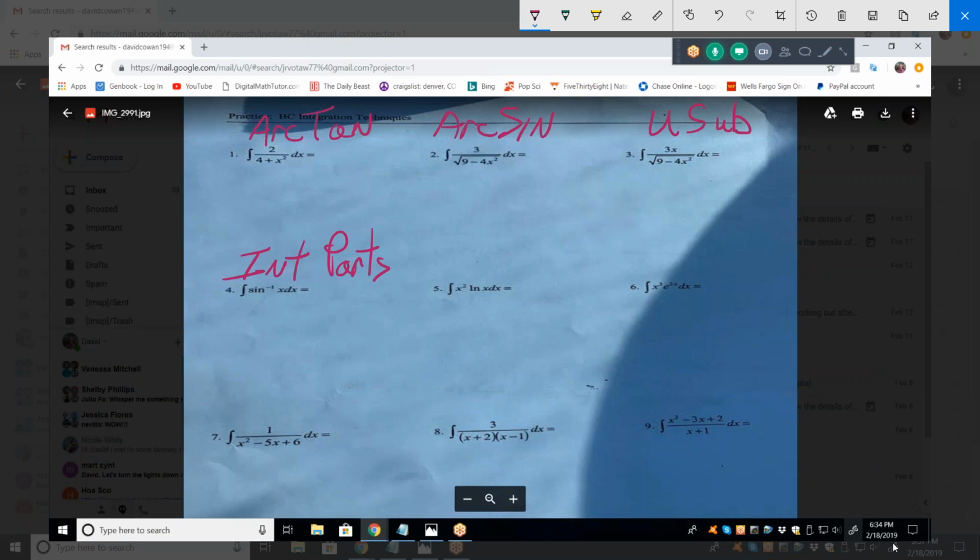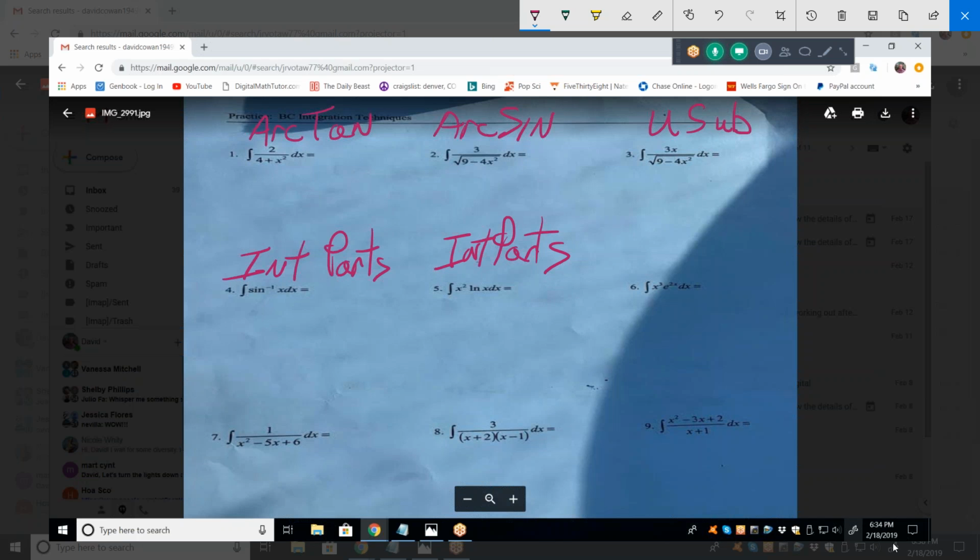Integration by parts. What's u going to be on number 5? U would be ln x, and then dv would be x squared. Remember, dv is always everything else. So dv can't just be x squared. dv is x squared dx. Yeah, you need that dx to make sense mathematically.